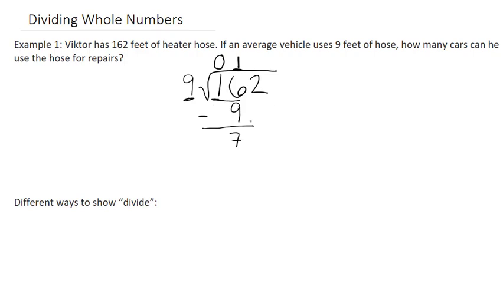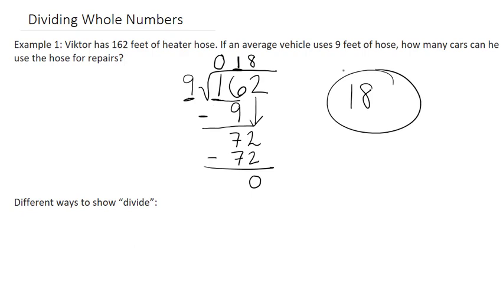Then the next step will be to bring down that 2 to make it 72. And then the next question we will ask is, how many times can 9 go into 72? And we remember that 8 times 9 is 72. So we can go into it 8 times. So 9 times 8 is 72. And then we're going to go ahead and subtract. And then we get 0 there, because 72 minus 72 is 0. And so, how many cars can you use this for repairs? And the answer is 18 cars or vehicles.